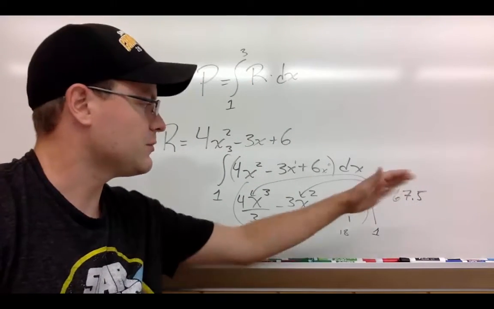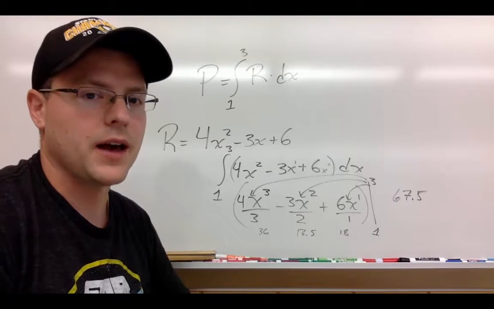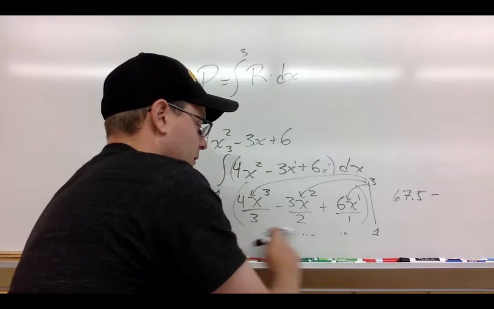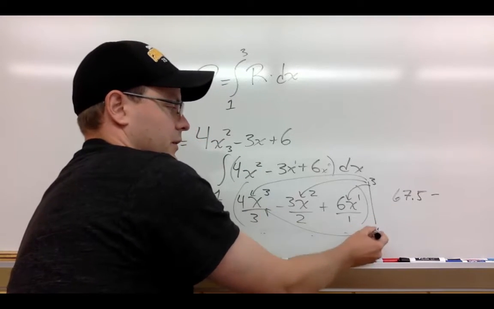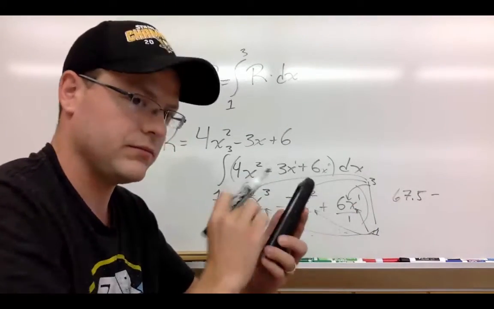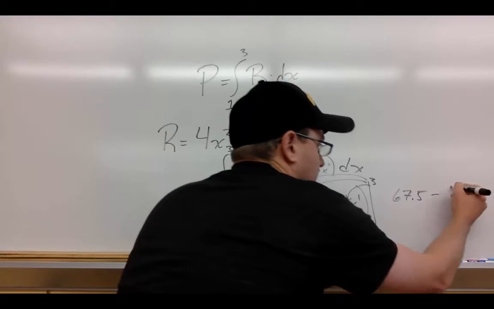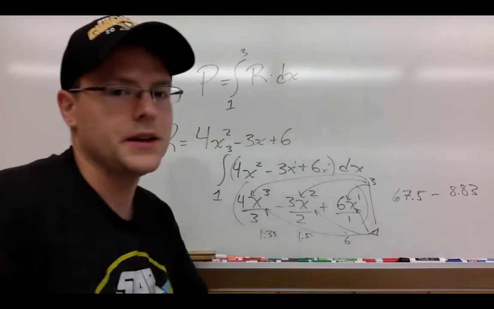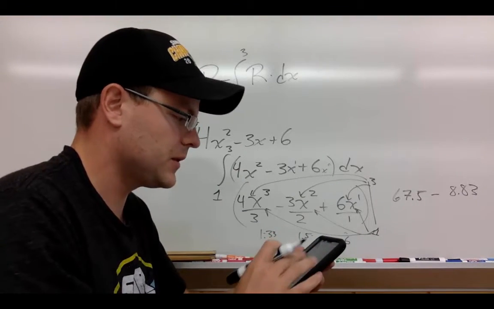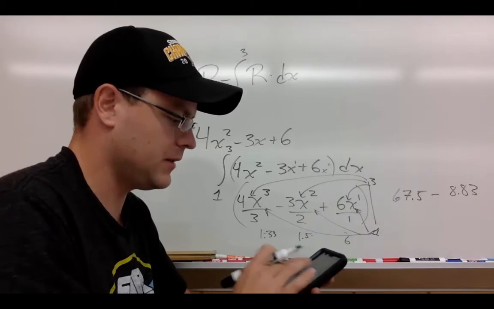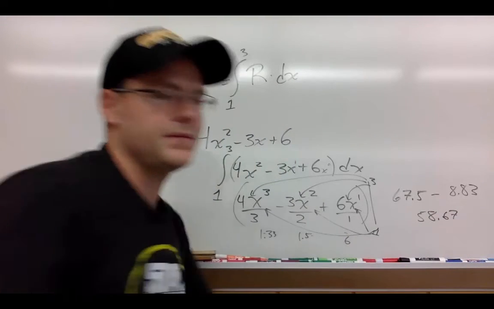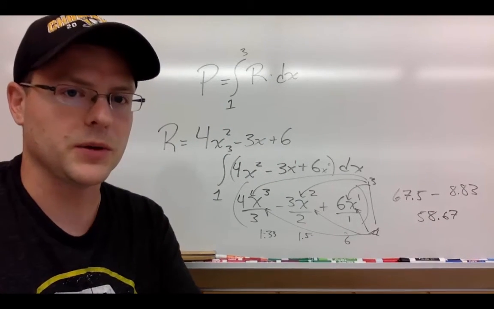And now what I need to do is subtract that from what happens when I put 1 in as my bound. So I'm going to put 1 in for every single x value here. X cubed, x squared, and x to the first. And when I do that, I get 8.83. And to evaluate this function between those two bounds, I subtract those two numbers. So 67.5 minus 8.83 gives you 58.67. And that's how you evaluate, using the power rule, this integral.